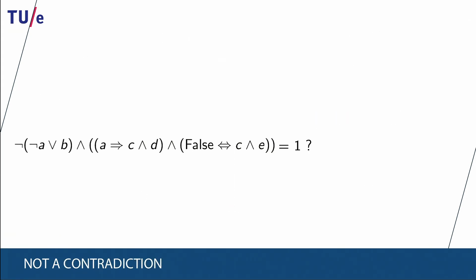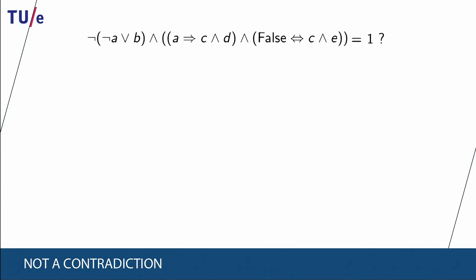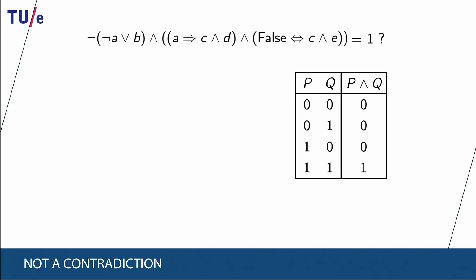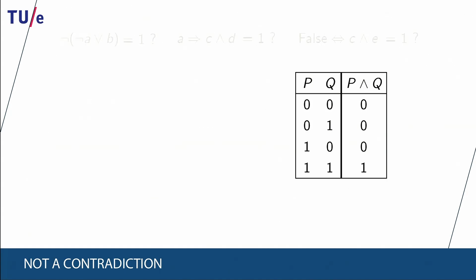In a similar fashion, we would now like to argue that the abstract proposition is not a contradiction. To this end, we need to show that it may evaluate to true. Since a conjunction evaluates to true only if both conjuncts evaluate to true, we need to find an assignment that makes each of the 3 conjuncts evaluate to true. As an important side remark, note that we should now find one assignment that works for all 3 conjuncts simultaneously. It is not enough to find a different assignment for each of the 3 conjuncts separately.